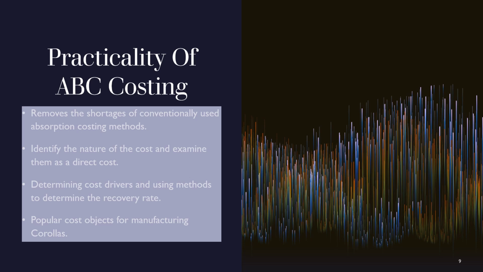Practicality of ABC costing. The ABC costing method is designed to get rid of the shortcomings that come with the use of absorption costing methods. ABC application methodology includes identifying the nature of the costs and examining them as direct traceable costs. Another component that is important in the ABC costing method is to identify the cost drivers and determine the recovery rate which is associated with them.